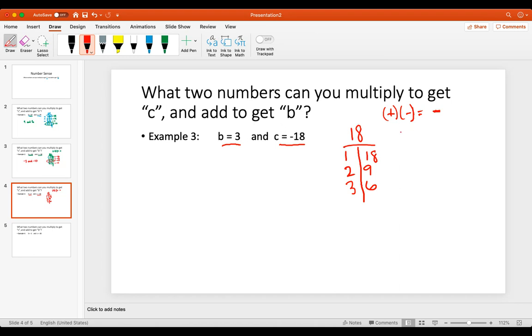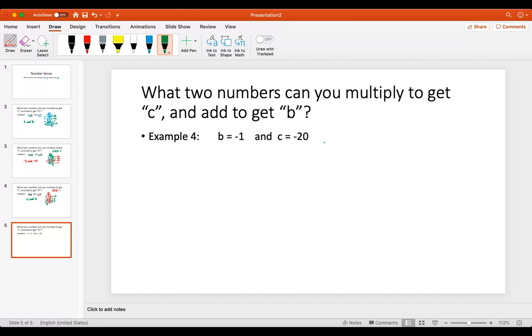is the only way that I can get a negative number when I multiply. And additionally, I know that these two numbers need to add together to get me a positive 3. Well, the only way that can happen is if the larger of the two numbers is positive and the smaller of the two numbers is negative. Well, if you've done your table right, all of my smaller numbers are going to be on this left side. So now when I go through and add, I've got negative 1 plus 18 gets me 17. Negative 2 plus 9 gets me 7. Negative 3 plus 6 gets me 3. And that's what I was looking for, was something to add up to get a positive 3. So negative 3 and 6 were my two answers.